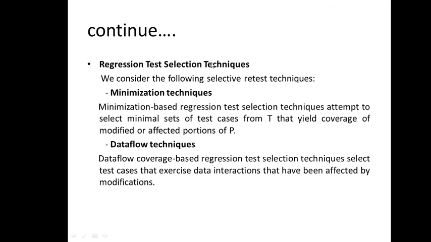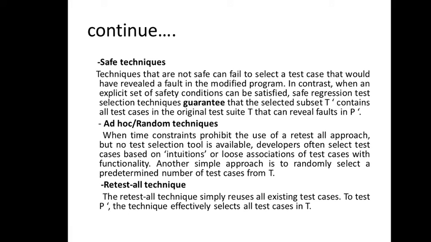Now continuing with this, what are the techniques used for this? This is again important, regression test selection techniques. First is the minimization technique. Our aim in minimization technique is to select the minimum number of test cases from T, which is going to cover the maximum portion of the P that has been changed, with a lesser number of test cases. Data flow technique is only checking the data flows, that is, the data interaction that has been affected by the modification. So we'll be checking only the data flows here, or the interaction of the data.